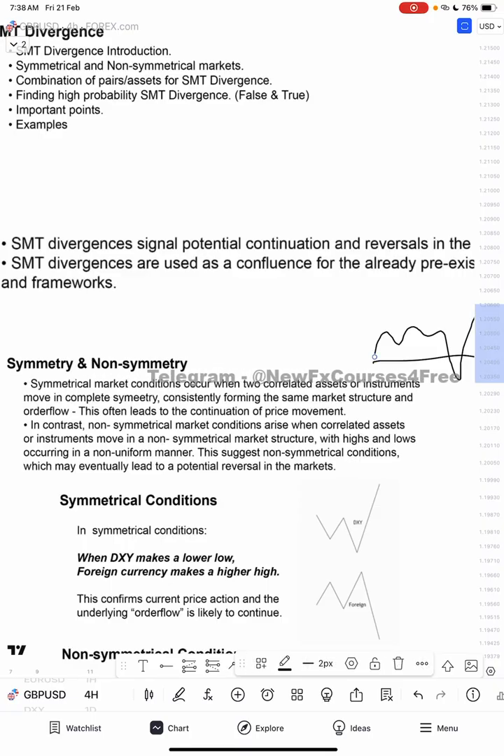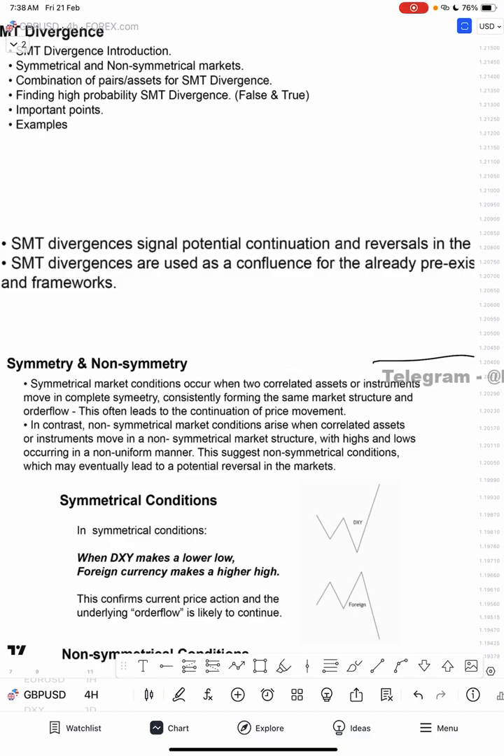So going to the second type. Non-symmetrical market condition arises when correlated assets or instruments move in a non-symmetrical market structure, with highs and lows not occurring in a uniform manner. This suggests a non-symmetrical condition, which may eventually lead to a potential reversal in the markets.